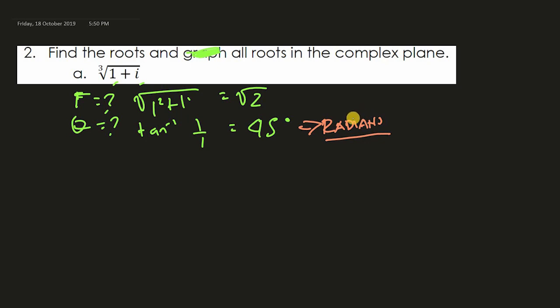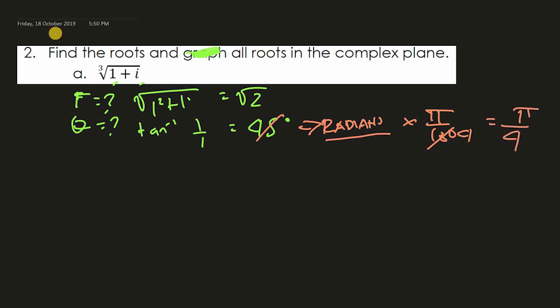Basta. Nasa radians yan. Kasi meron kasi tayong pi doon sa ating coefficient, sa ating formula. Kaya para makancel yung I, kailangan na radians yung angle natin. So, converting that into radians, we just need to multiply that to pi over 180, 45. That would be equal 45 over 180. That would be equal to, magiging 1 yun. So, that's 4. So, our value is pi over 4 in radians.